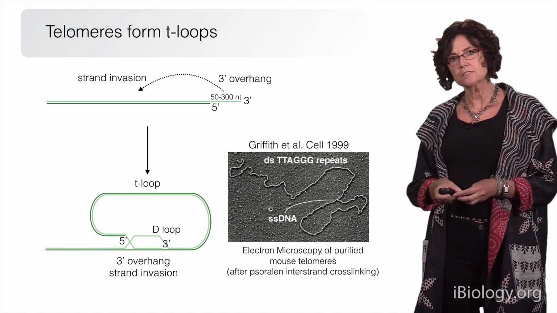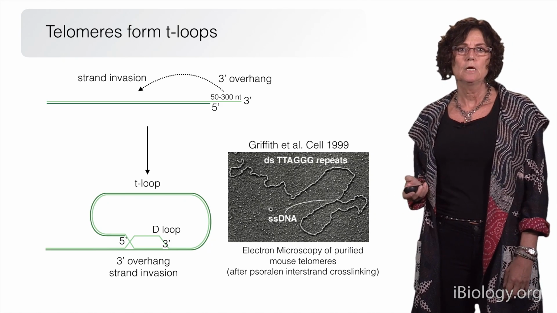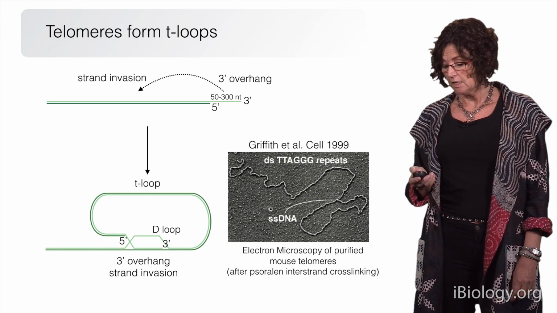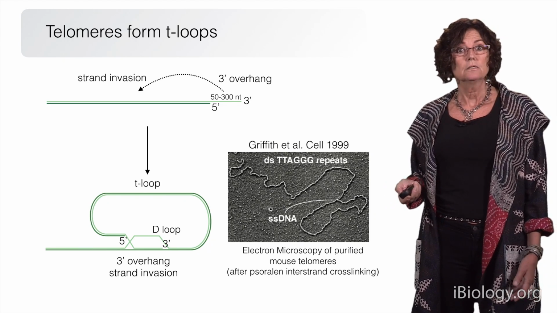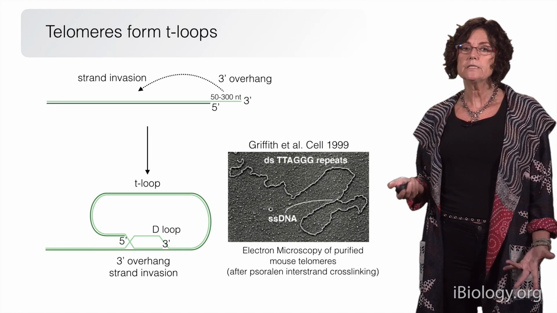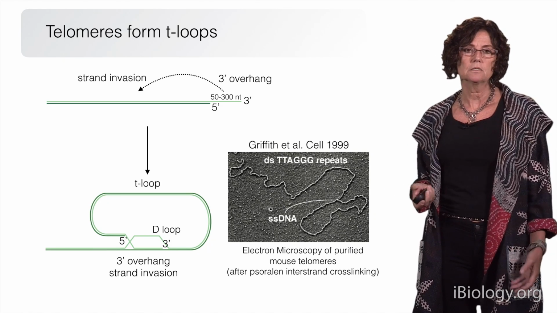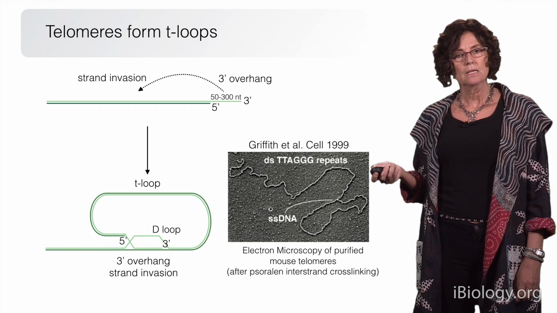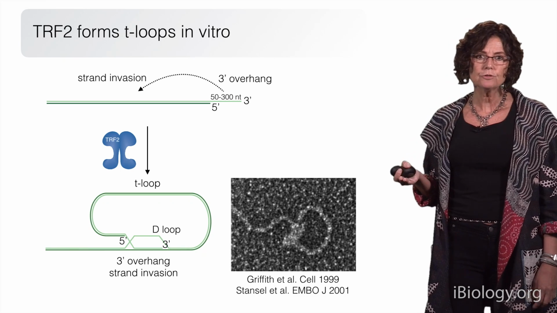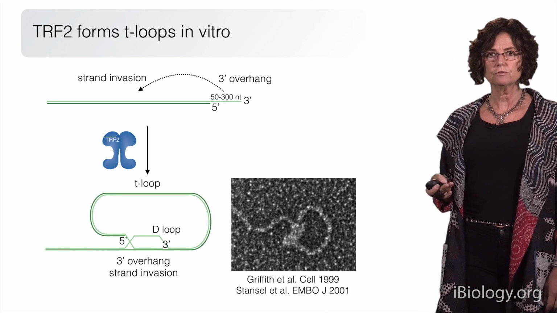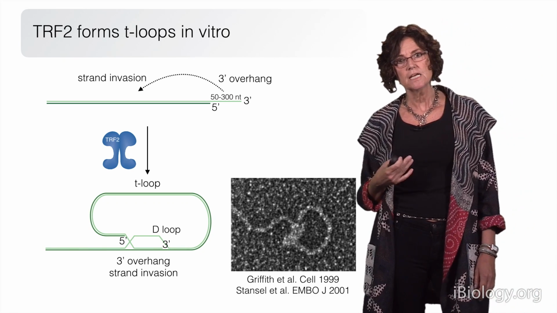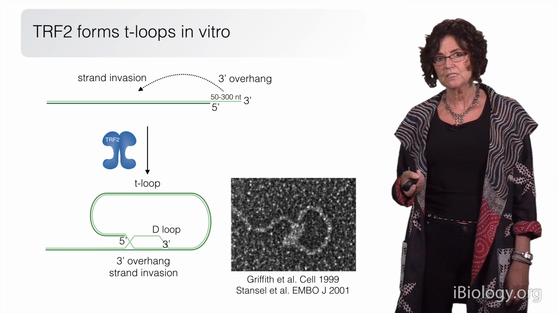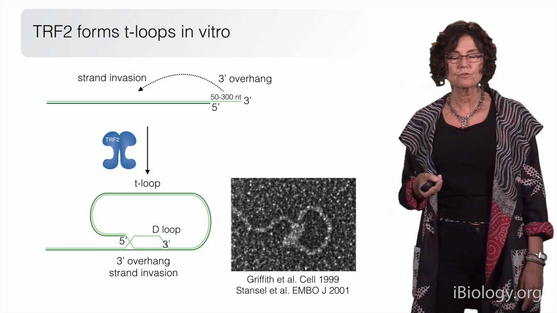Sometimes the loops are big, sometimes the loops are small. But what is constant here is this strand invasion event. And it seems then that telomeres are trying to hide the chromosome end inside the telomeric DNA. Now this links to TRF2 because we also found in collaboration with Jack Griffith early on that TRF2 in vitro by itself can form a T-loop or a T-loop-like structure.